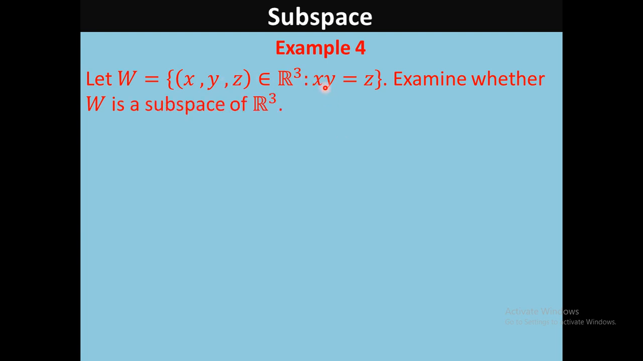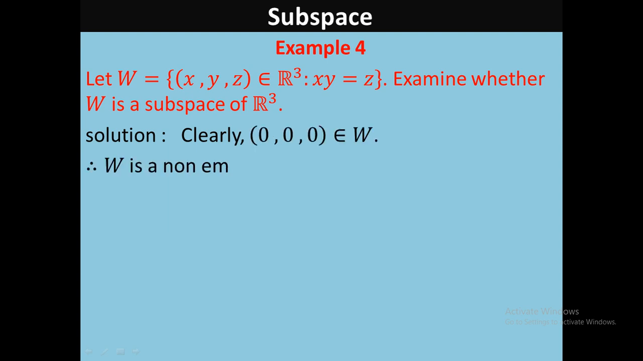We just said the condition is xy equal to z, that is, multiplication of the first two components is equal to the third component. Okay. Solution: it is non-empty because 0 0 0 is in W. Now you have to check the remaining two conditions. You know all the conditions.